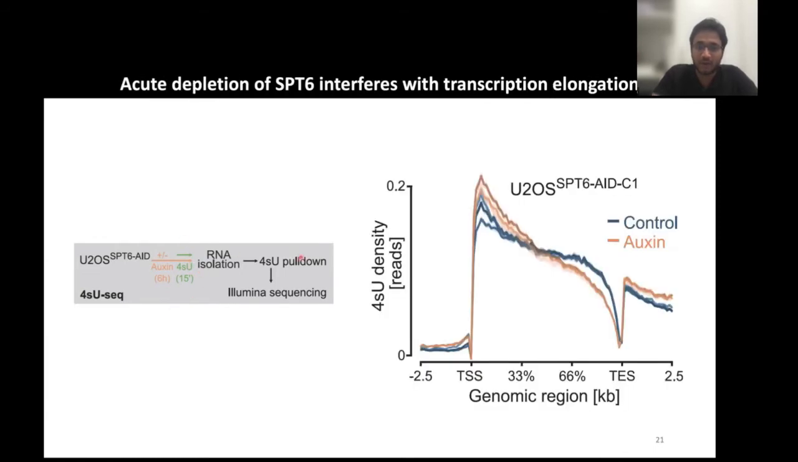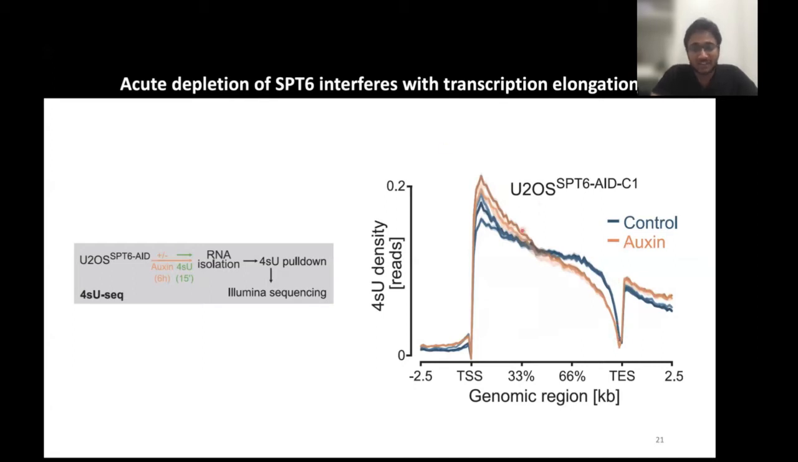Following 4sU pull-down and sequencing, we got the results over here, which you see in the form of a metagene. In control condition, for all replicates, for the triplicates, we clearly see the reads are evenly distributed throughout the gene body, as one would expect, and then they sharply drop at the end site.